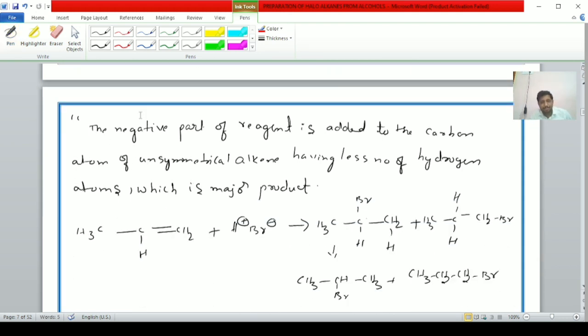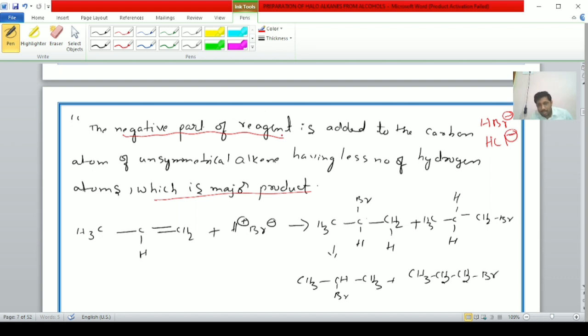That is the statement of Markovnikov's rule we are discussing. The negative part of the reagent is added to the carbon atom of the unsymmetrical alkene having the lesser number of hydrogen atoms, which is the major product. That is, the negative part of the reagent. For example, HBr is there, the negative part of the reagent is Br minus. HCl is there, the negative part of the reagent is Cl minus.